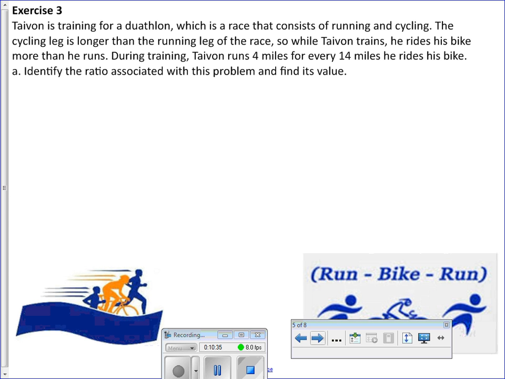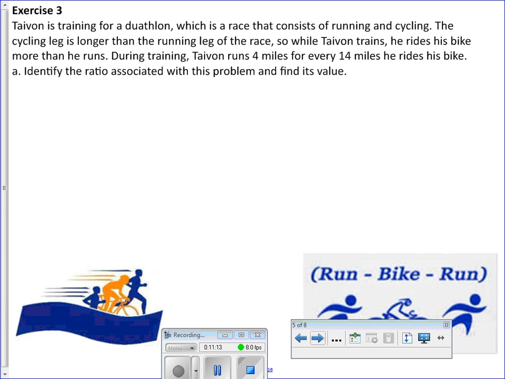So, what does that mean, the leg? It's like a name. It means that part of the race. So whether you're doing the biking part or the running part, that's what they call the leg. In a triathlon, there are 3 legs to the race: the swim, the bike, the run. So when he's training, he rides his bike more than he runs.